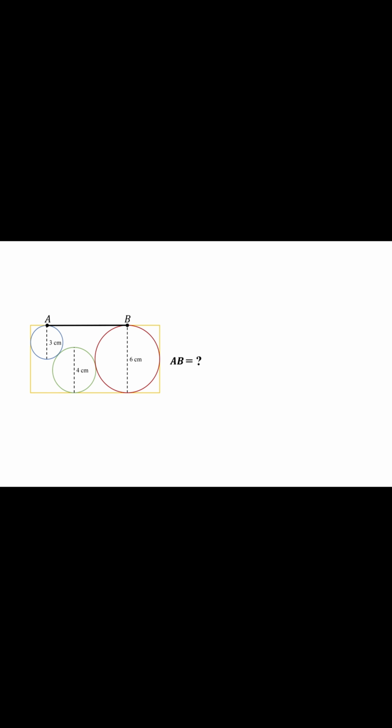Therefore the distance AB will be equal to d1 plus d2, which implies root 6 plus 2 root 6, which is equal to 3 root 6 centimeter. So therefore the distance between A and B will be equal to 3 root 6 centimeters.